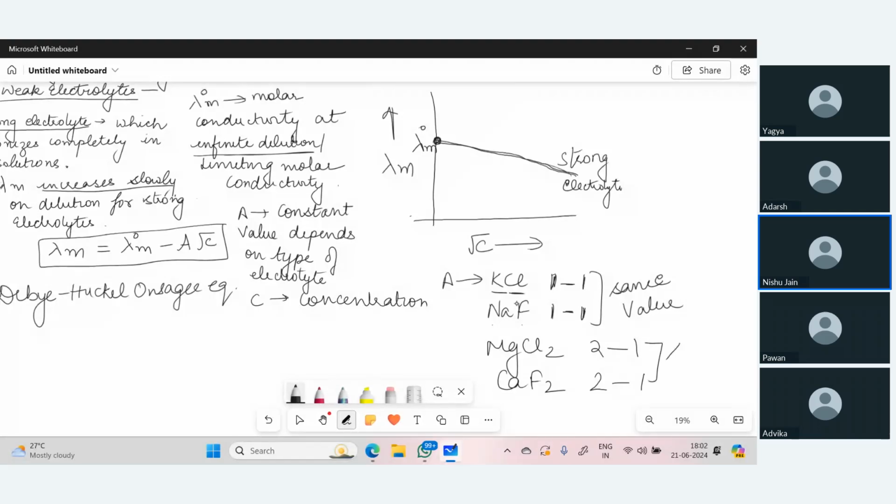So that is the same value of A. So for the same charges, the value of A is the same. These are the same type of electrolytes. That is the meaning of type of electrolyte. So if the charges on cation and anion are the same, then the value of A is the same.